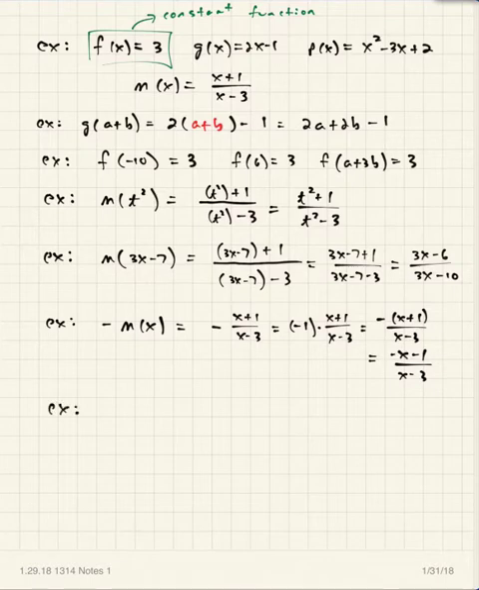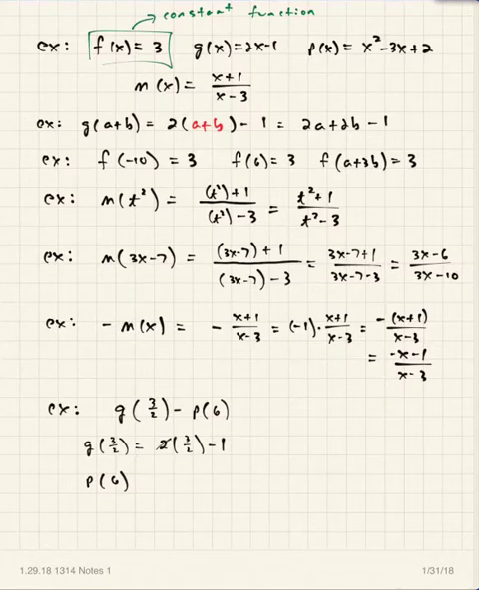All right, so we're doing good. The next one I want to look at, let's look at this expression. Let's say we have g of 3/2 minus p of 6. I know you had a problem in WebAssign that was similar to this one right here. So what you're doing is you're separately evaluating g of 3/2 and p of 6. So g of 3/2 would be 2 times 3/2 minus 1. The 2's divide out there, and you get 3 minus 1, which is 2. P of 6 would be 6 squared minus 3 times 6 plus 2, or 36 minus 18 plus 2, or 20.